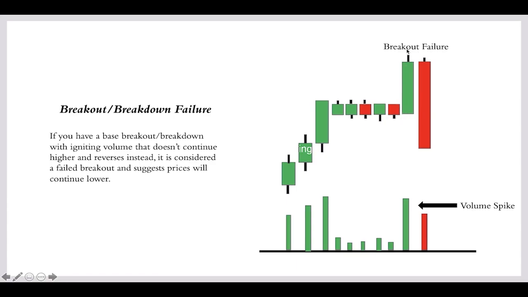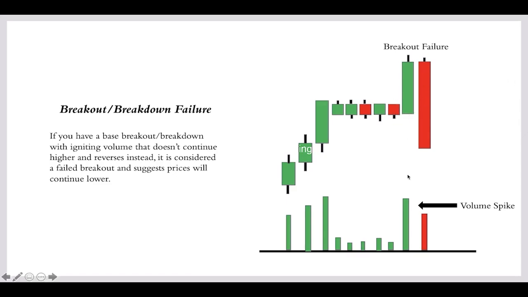Like, let's say you're in it, it goes up and then it drops against you on huge volume, then you should maybe immediately exit that position and maybe even play it short, okay? It's considered a failed breakout, and it suggests that the prices are going to actually continue lower. So just understand that if you're in a position and it breaks out on igniting volume, but then immediately starts to drop and come back in, also on huge volume, it suggests that that's a breakout failure and get out of the position, okay? So a lot of the times you can pinpoint failures by just looking at volume.